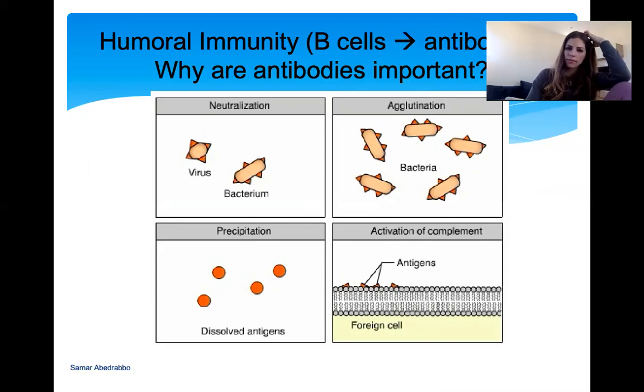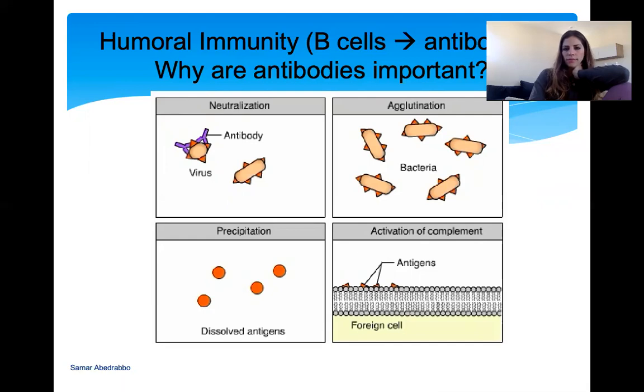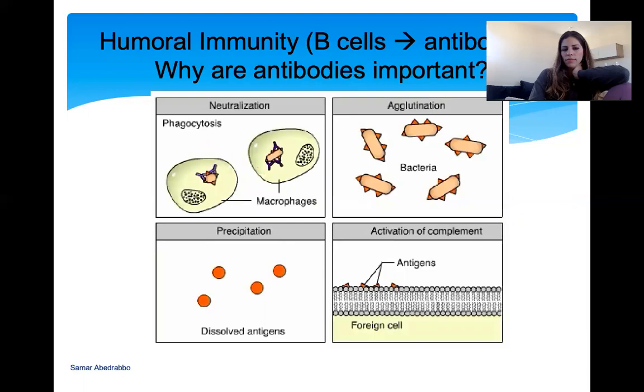Neutralization occurs when antibodies bind to antigens, blocking their activity and making them harmless. So this is one thing. For example, antibodies cover the surface proteins of this virus, preventing it from hooking up with the host cell. Other antibodies may bind to toxin molecules on a bacterium. The bound antibodies attract macrophages, which dispose of the invaders by engulfing them, a process known as phagocytosis.